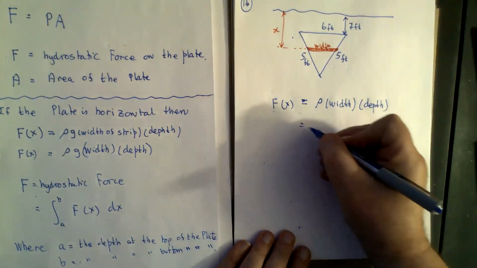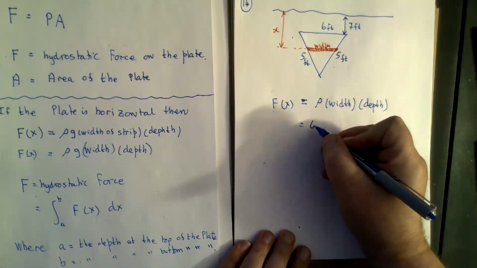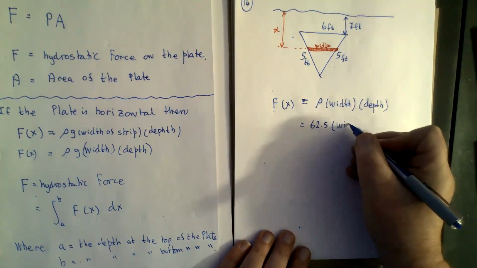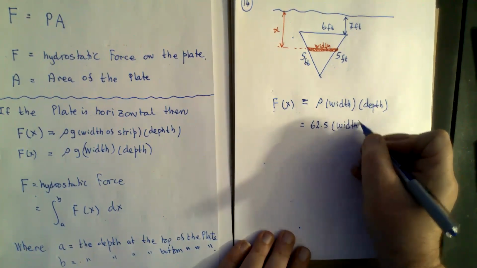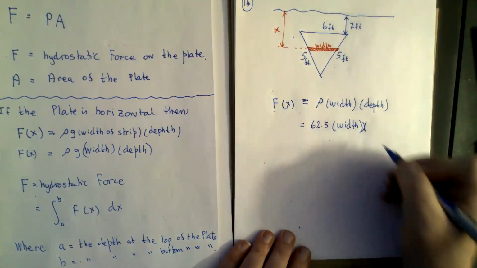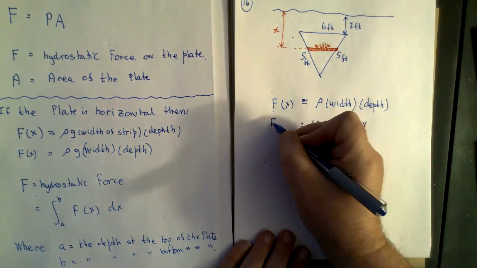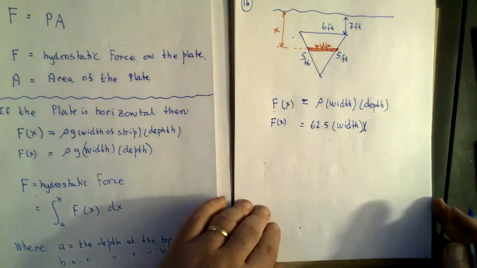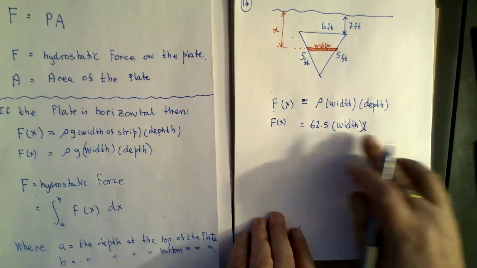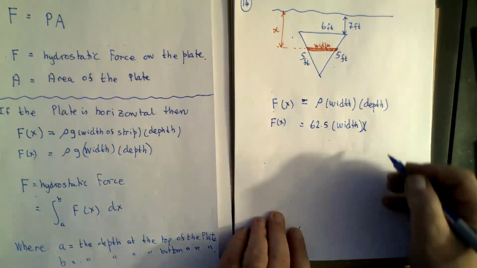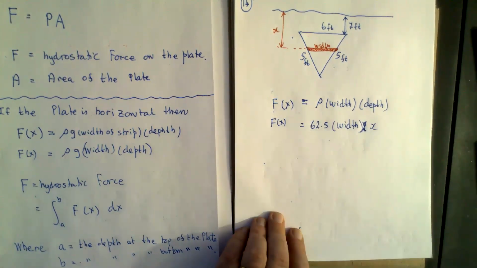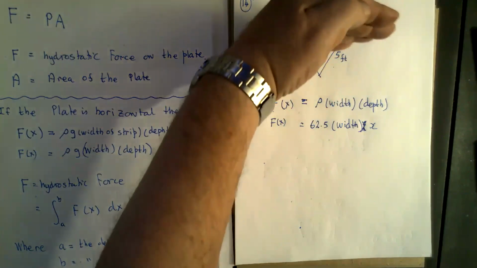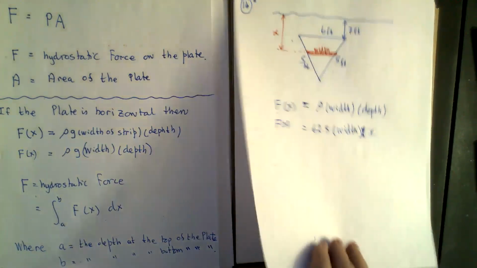So I've got rho, which I'm actually going to put in as a number. It's 62.5 times the width, followed by the depth, which is X. So if we can find out what that width is, we're well on our way to solving this problem. I'm pretty sure that X looks kind of weird. Let's make it more like an X. We're pretty sure that that's going to contain X's because the width changes as you go down the shape.